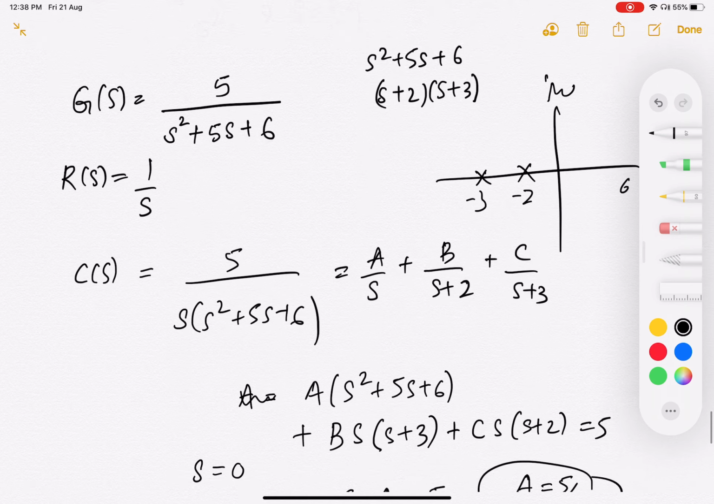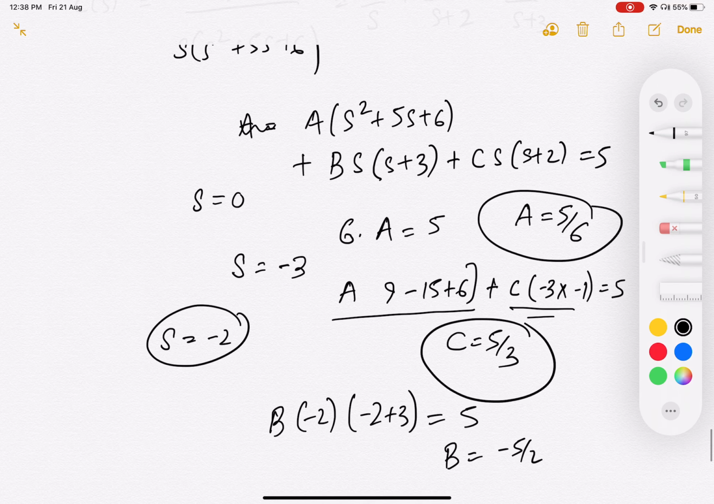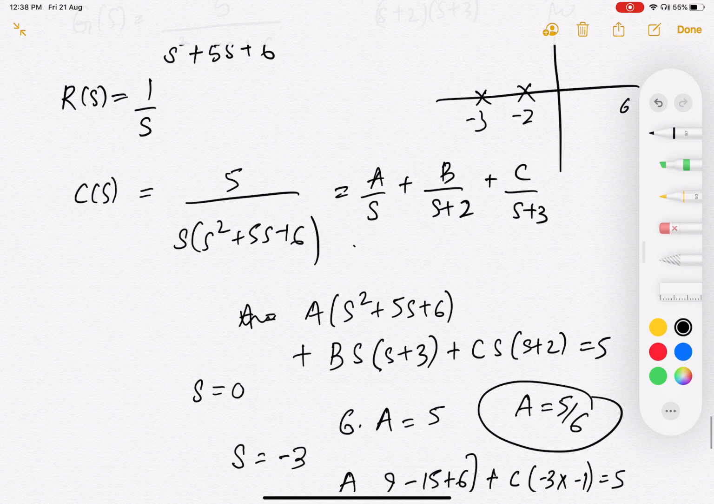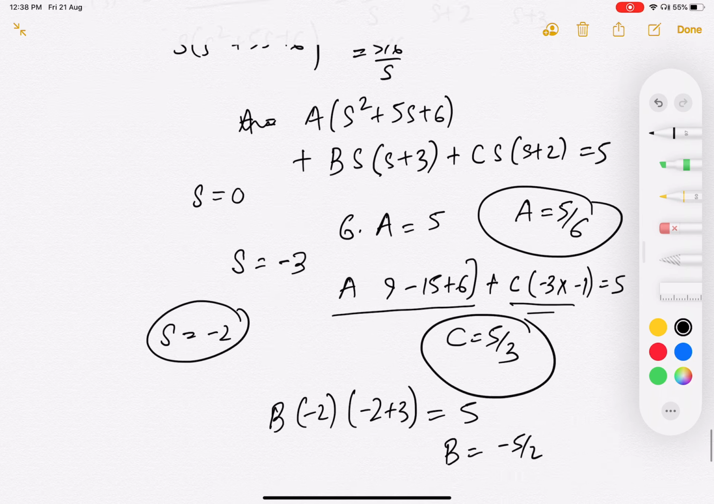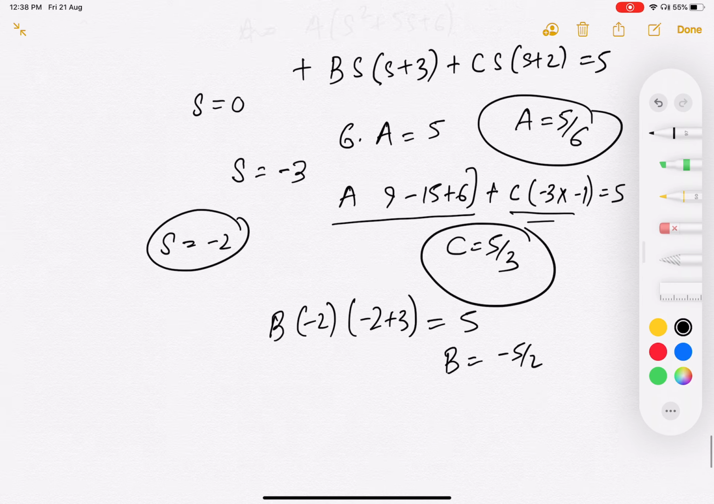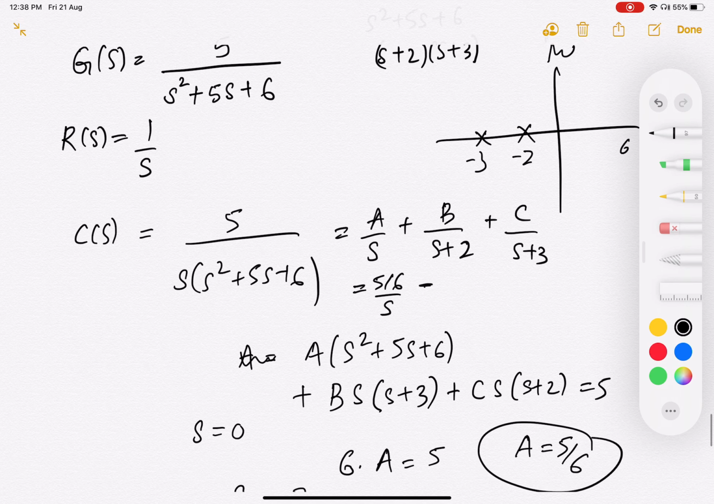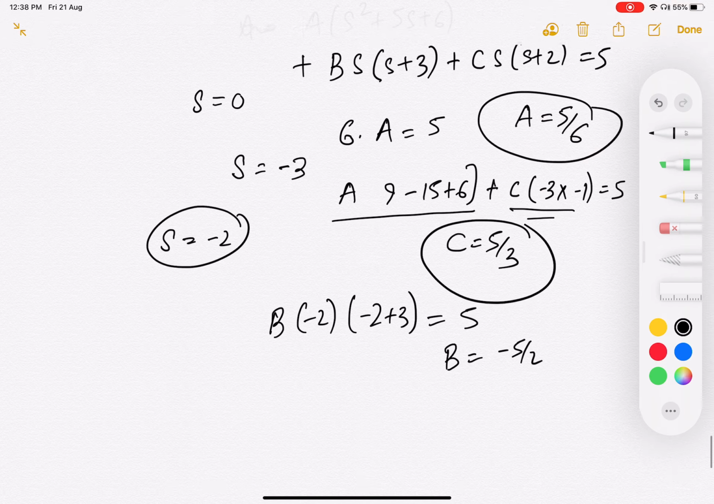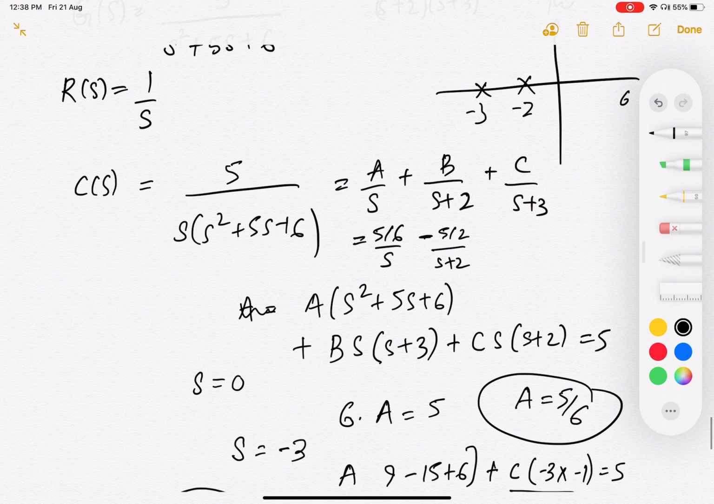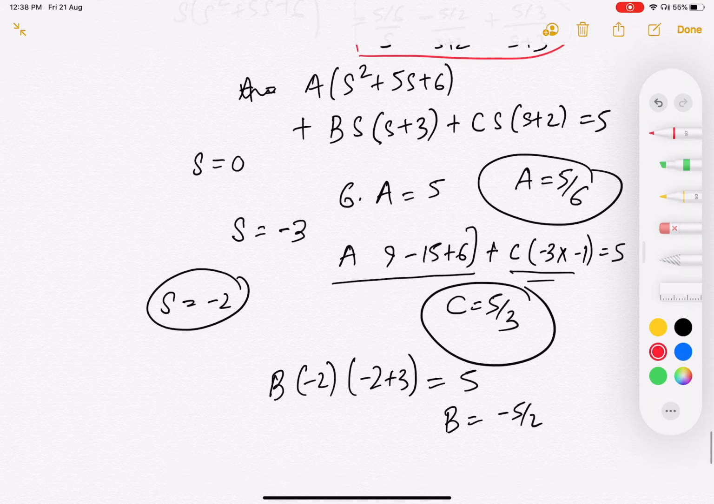So if I open this up, I get 5 by 6 upon S, and what is B? Minus 5 by 2 upon S plus 2. That is C, is 5 by 3 plus 5 by 3 upon S plus 3. And now I can take the inverse Laplace for this whole thing. This is the C of S opened up, and so I take the inverse Laplace for this.